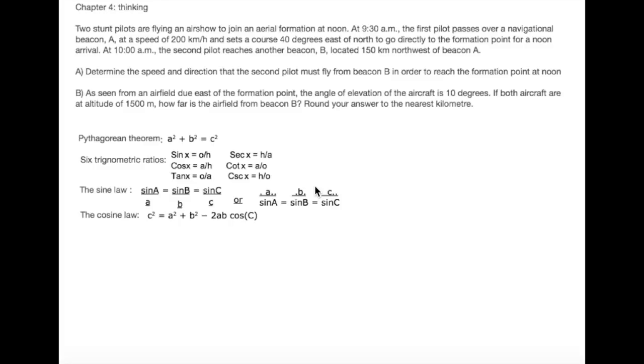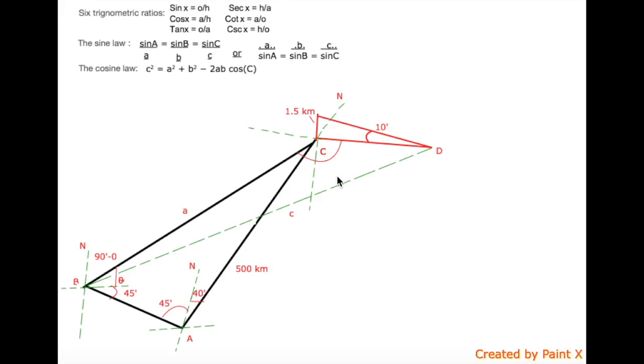At 10 a.m., the second pilot reaches another beacon, B, located 150 kilometers northwest of beacon A. The first step in solving this problem is to draw a diagram to represent the situation. In the diagram, A represents the location of the first navigational beacon, B is the location of the second beacon, C is the ground point directly below the aerial formation area, and D is the airfield.